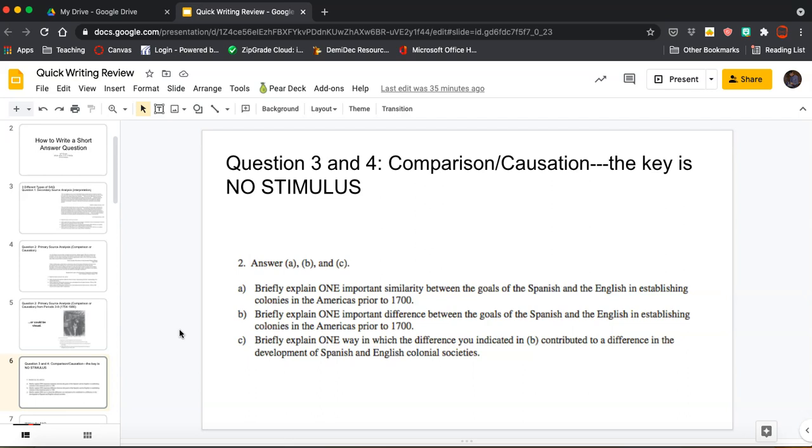So for example, if we were given this question, briefly explain one similarity between the goals of the Spanish and the English, briefly explain one difference between the goals of the English and the Spanish, and then explain the difference and how that changed those societies. When you get down to it, you must make sure that you're bringing in a fact with each one. And we'll look at a sample here in a second.